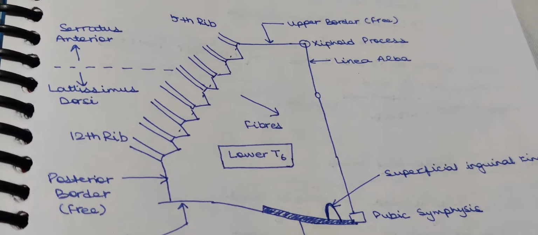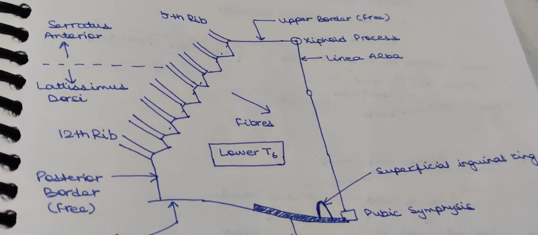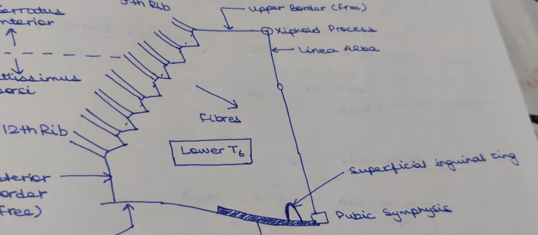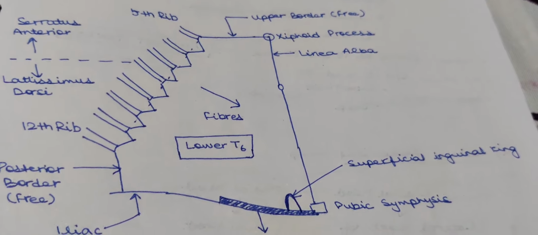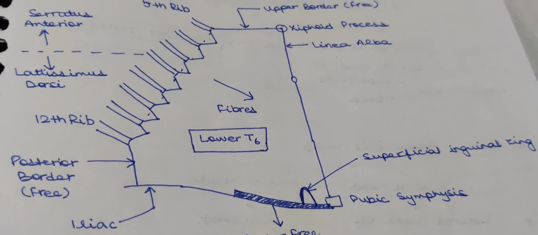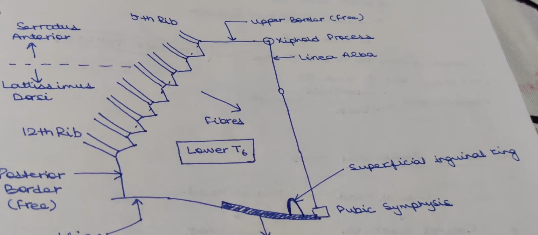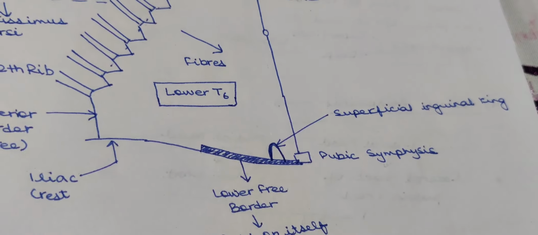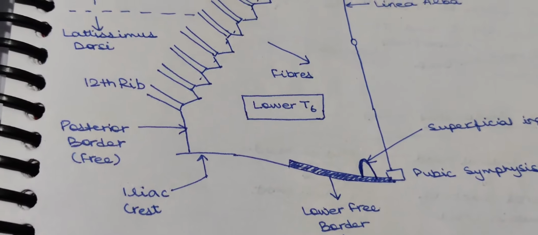Its origin is from 5th to 12th rib, the outer surface of these ribs. The upper border is free. Its attachment from above downward is xiphoid process, linea alba. What is linea alba? All the three muscles of anterior abdominal wall form an aponeurosis in the midline known as linea alba, then umbilicus, and then pubic symphysis. Then iliac crest, and the posterior border is free.